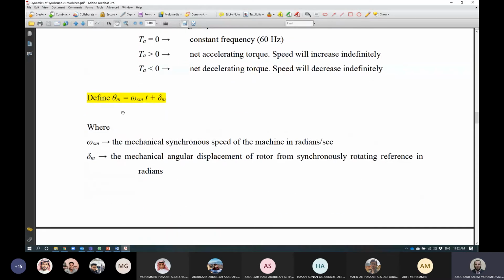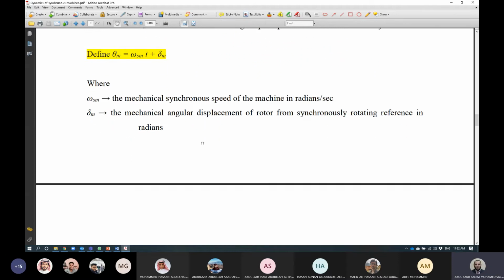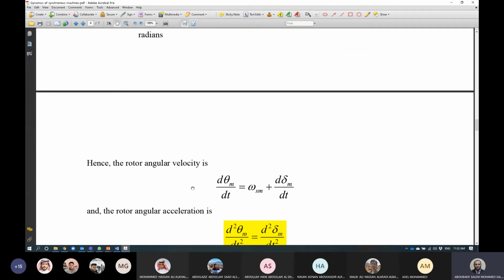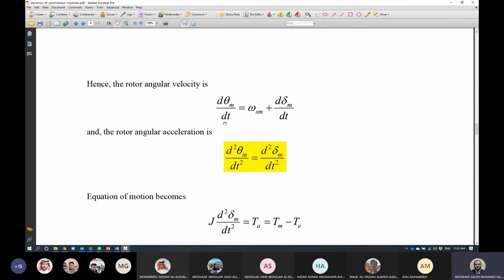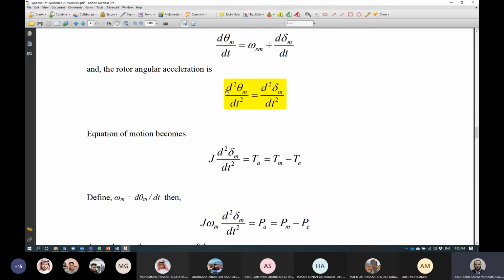Okay, starting from the equation, guys, theta m equals omega sm multiplied by t plus delta m, where omega sm is the mechanical synchronous speed in radian per second, and delta m is the mechanical angular displacement of the rotor. From this angle, we can say, if we differentiate this equation, d theta by dt will be equal to omega plus d delta by dt. And if we differentiate again, d square theta by dt square equals d square delta by dt square.